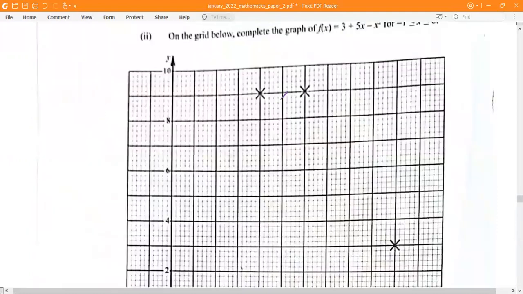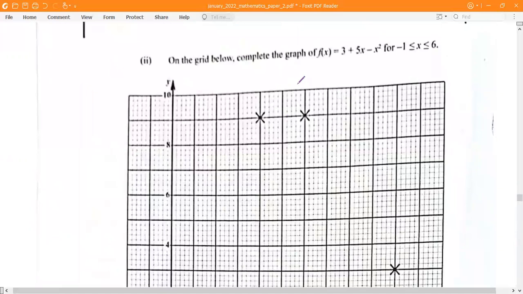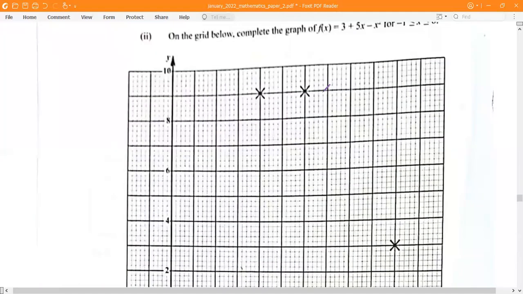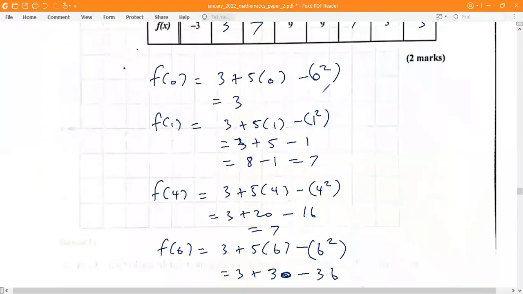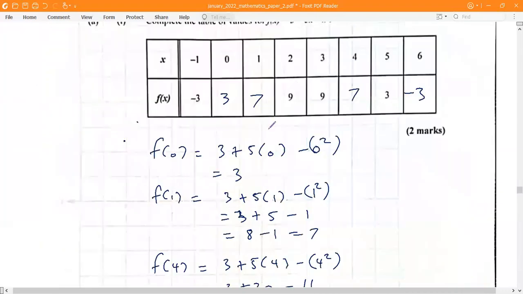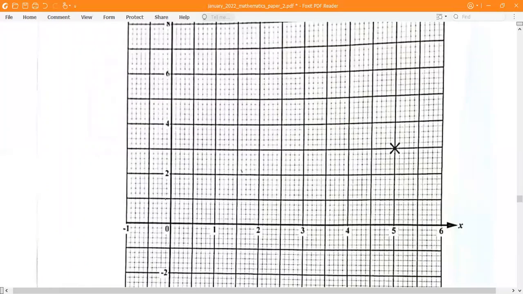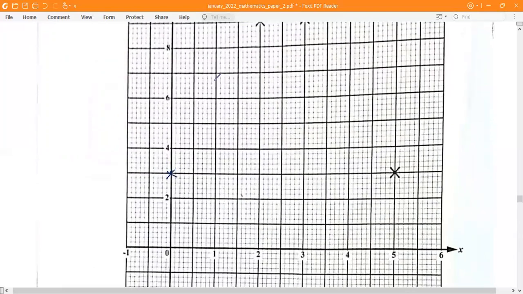Let's move along. On the grid below, complete the graph of f of x equal 3 plus 5x minus x squared for the domain negative 1 is less than or equal to x, which is less than or equal to 6. All right, so let us put in the missing points. We have the point 0, 3, 1, 7. So 0, 3, and 1, 7. Let us understand that this is 0, 3 here. 1, 7 is here.